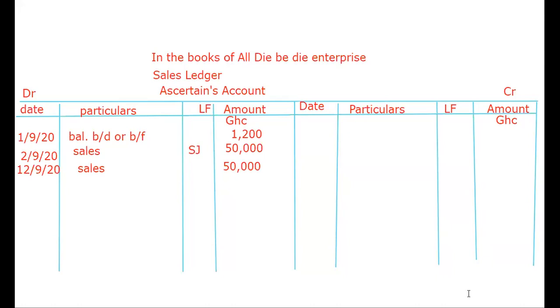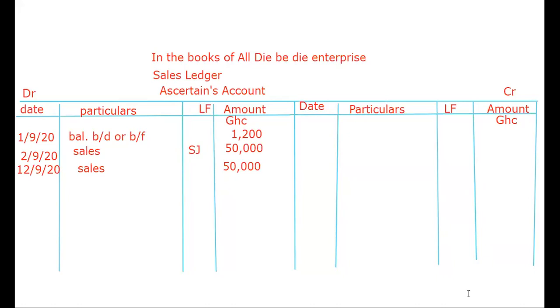If you look at Ascertain's account, you realize that Ascertain is owing us 1,200. That's what it means. Madam, what I mean is, in September, maybe on the 4th of September, we receive some check from Ascertain. Yes, if you have received a check from Ascertain, this one, we haven't completed it all. We haven't dealt with the cash transactions.